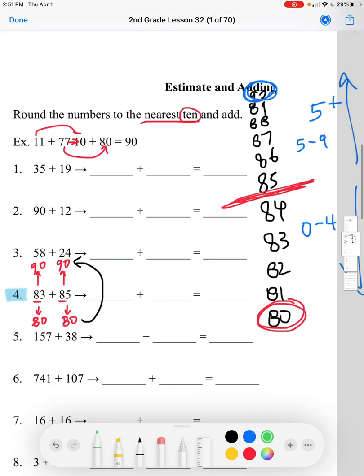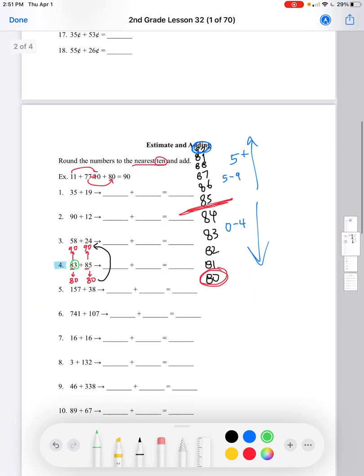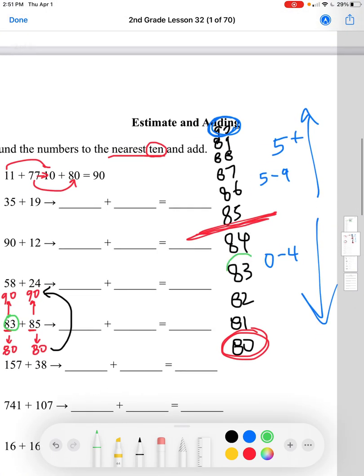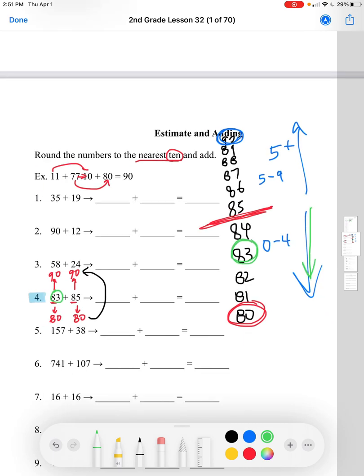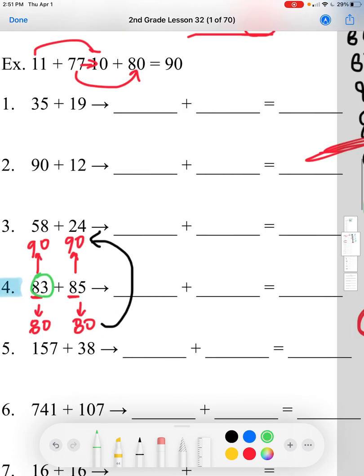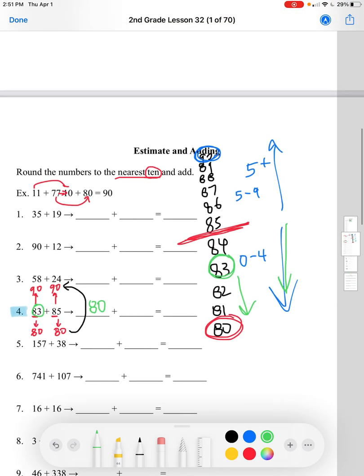Let's look at 83 first. We have 83 here. Where is that on our number line? It is right here. It's in the place where we're going to round down. Do you see that? So if we round down, we're going to round down to 80. That's basically saying that 83 is closer to 80 than it is to 90. We're only going 1, 2, 3 here. If we want to get to 90, we have to go up 7. So yes, 83 is closer to 80.